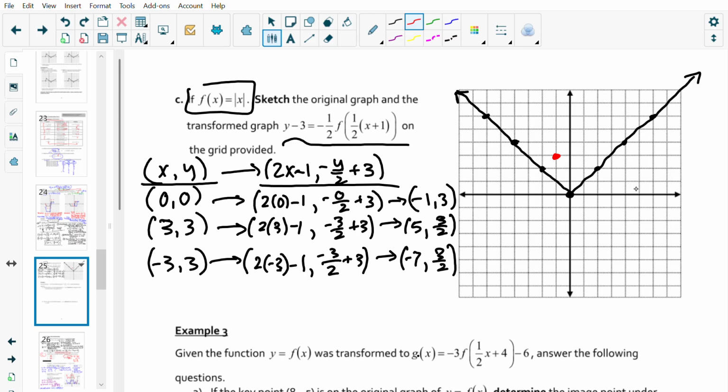Let's plot these. Negative 1, 1, 2, 3. 5, 3 halves. 1, 2, 3, 4, 5. Okay? And then 1, 2, 3, 4, 5, 6. Negative 7, 3 halves. And then let's join those points.